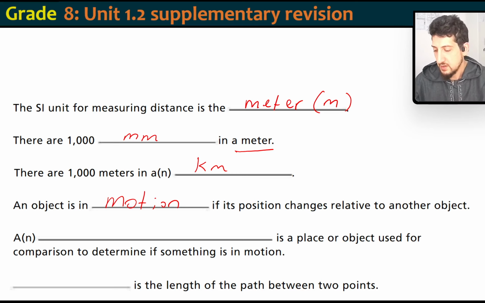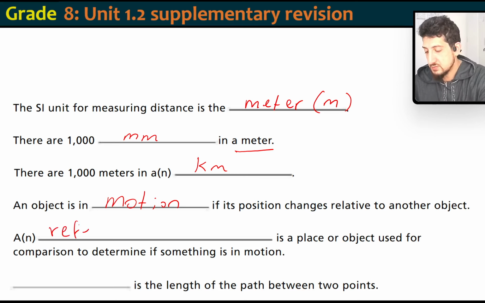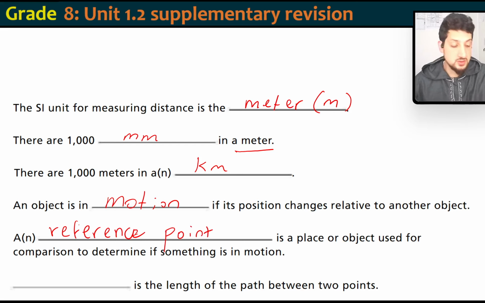The next question says, what is a place or object used for comparison to determine if something is in motion? We just talked about that: a reference point. That is the point of the observer. Once again, I just want to remind you that if you don't understand those concepts, or if you're not sure about them, go back and watch the original video, which you'll find on the YouTube channel page.